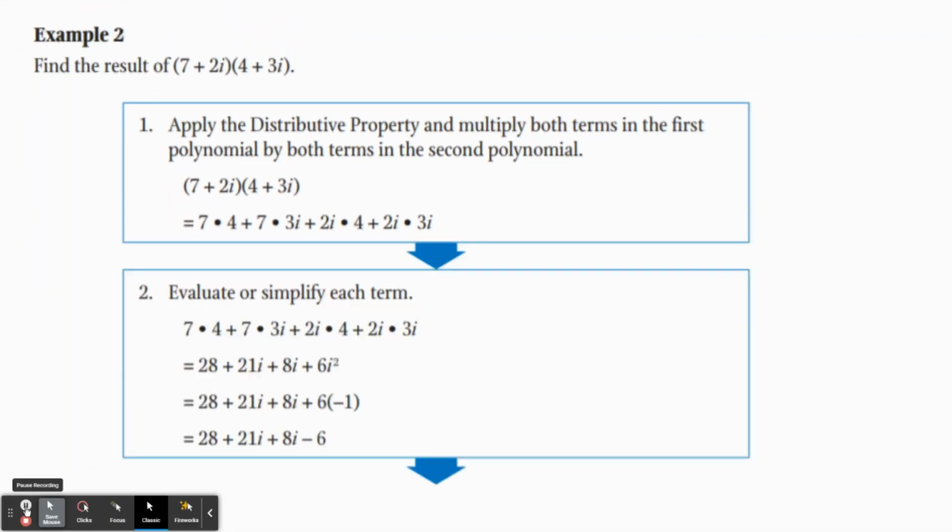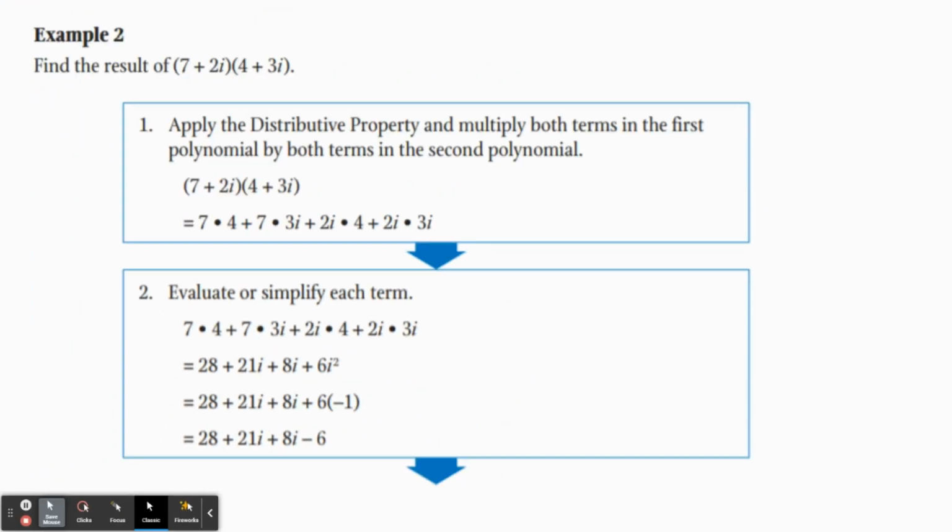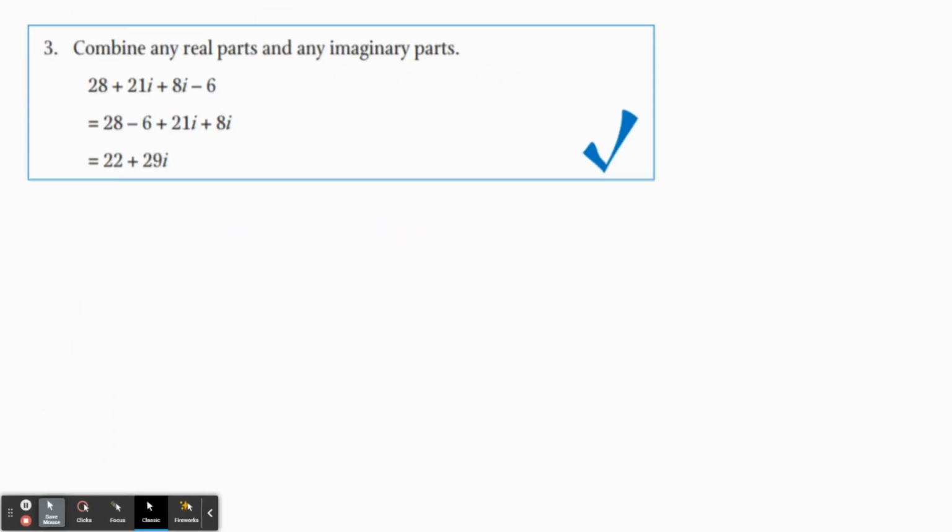So as we simplify this, we get 28 plus 21i plus 8i plus 6i squared. Remember, i squared is -1. And so we can combine the 28 and the -6, and then, of course, the i's. This will all simplify to 22 plus 29i. You should never have anything higher than i to the 1 power.